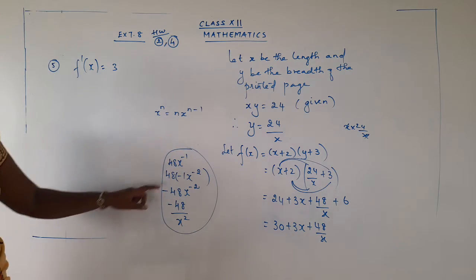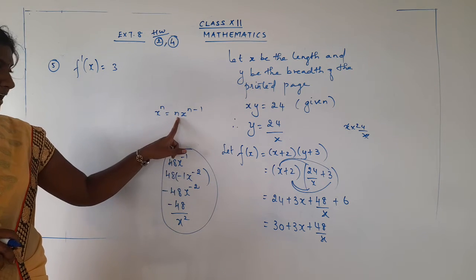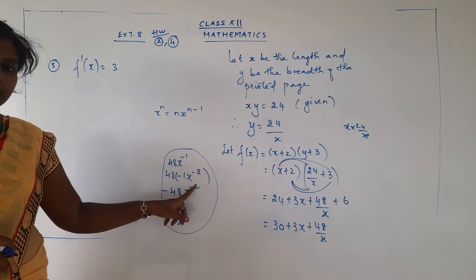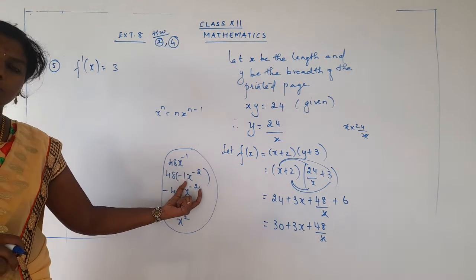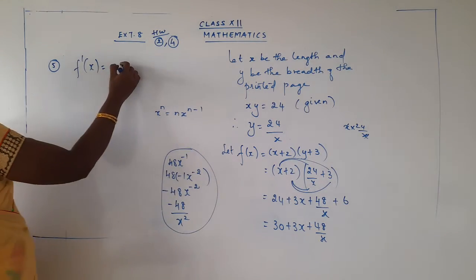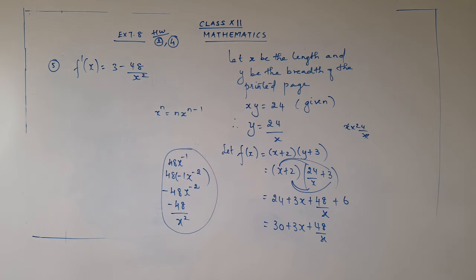You can just take all the steps. I have taken 1 upon x as x raised to minus 1. Keep 48 as it is. Minus 1 will come to the front. x raised to minus 1 minus 1, so I get minus 2. So minus 48 x raised to minus 2. This power is negative, so you can take it to the denominator. You get the answer as minus 48 upon x square. So I have found f dash x. f dash x is equal to 3 minus 48 upon x square. Take down the derivation I have just explained. Copy it down, and work it out on the left side.